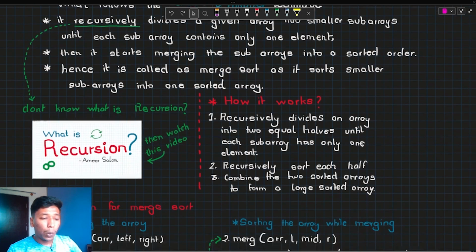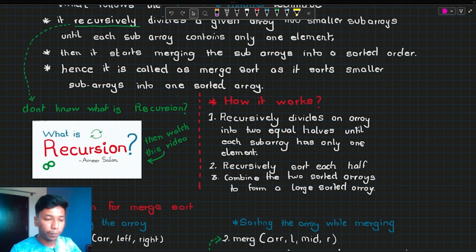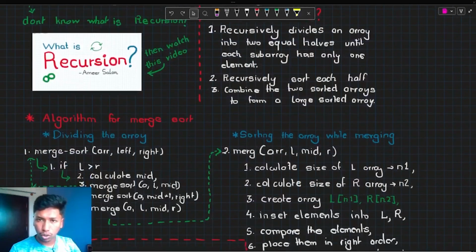So now how merge sort works, I have explained it to you. It starts to divide this array into smaller sub-arrays, and once it reaches the base case, it compares the elements, sorts them and merges the array until we obtain a fully sorted array. So this is basically how merge sort works.